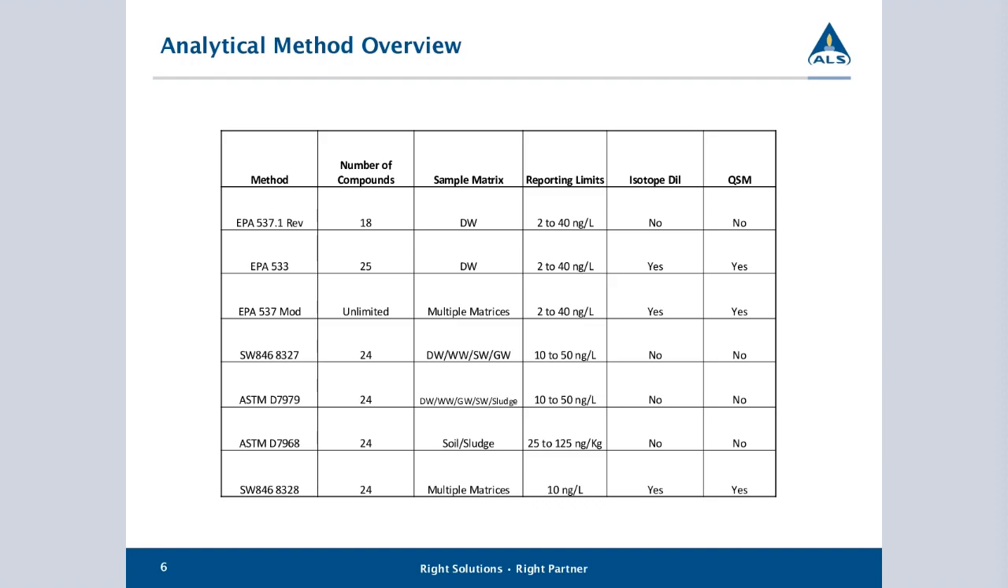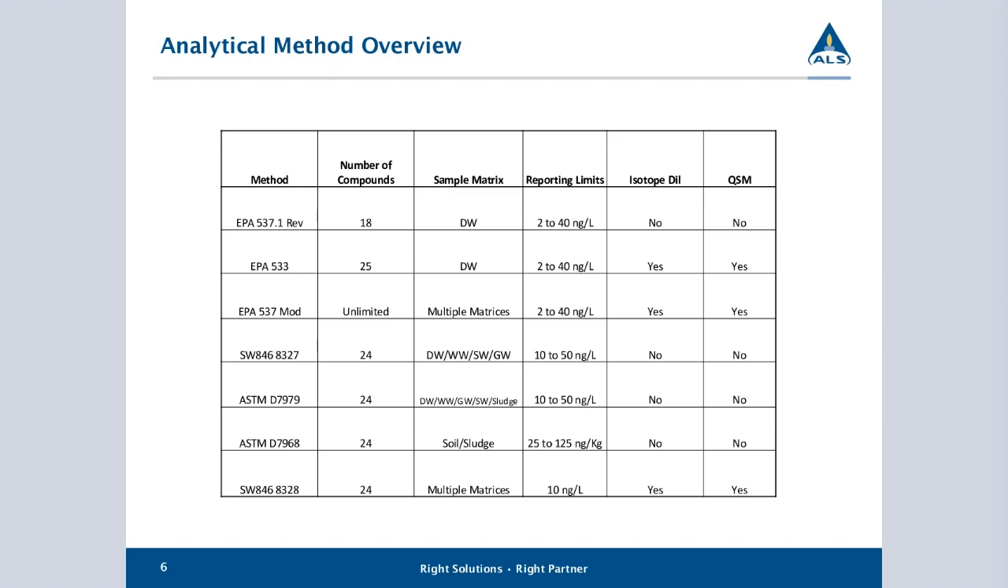And then going down the list, 533, which is the latest method, came out in December of 2019. Most laboratories are either in the process of getting that online or have got that online. It has 25 compounds, a lot of it being redundant with 537.1. Also for drinking water, the difference is it does do isotope dilution and follows the QSM table B15.